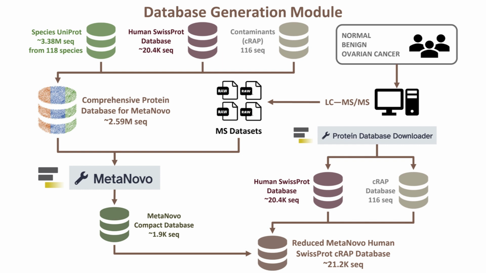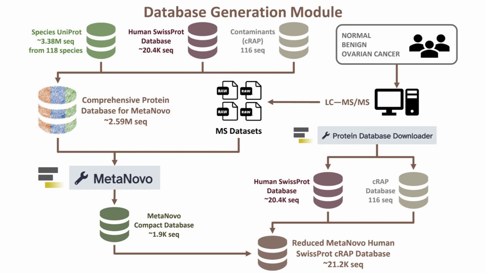The Species UniProt database contains protein sequences for the microorganisms that we expect to see present. Then we have the Human SwissProt database. This contains human proteins since these samples originated from humans. Lastly, we have the Contaminants, or cRAP, database that accounts for potential dust and contact proteins that one might find in a lab or when handling samples.